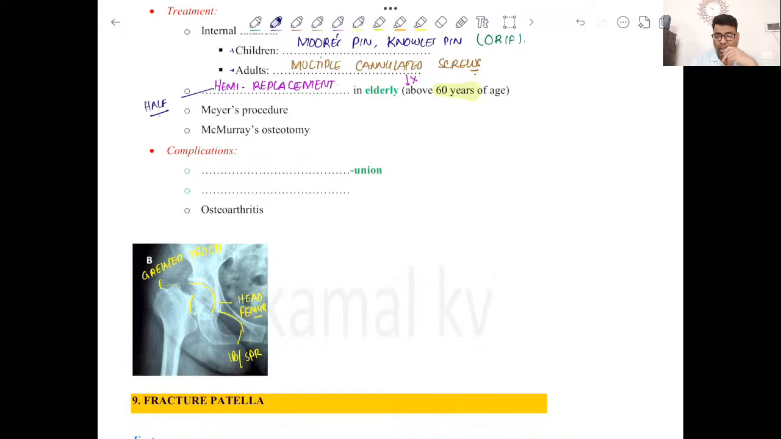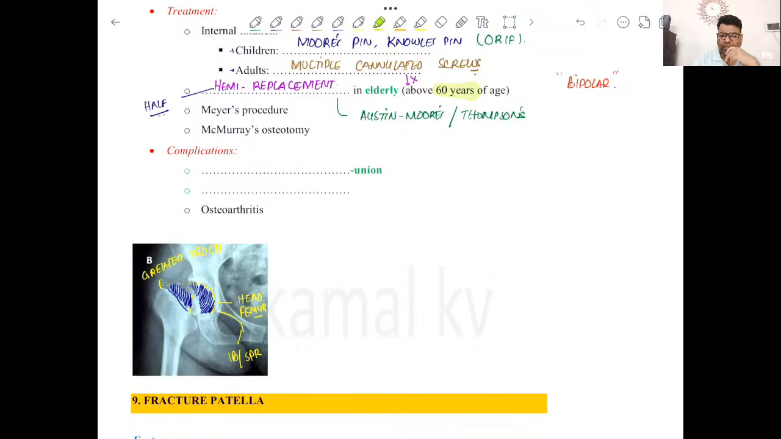So what we will do here, we will remove this much area. We will remove the fractured head and neck, and also all this area will be removed, and it will be replaced by a prosthesis. It can be Austin Moore, or we can use a Thompson's prosthesis. And sometimes we also prefer doing a bipolar replacement surgery, right? So these are all the surgical options available to us.